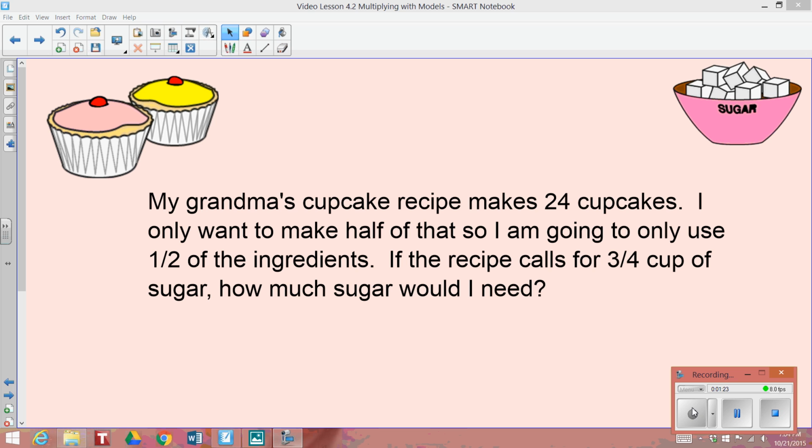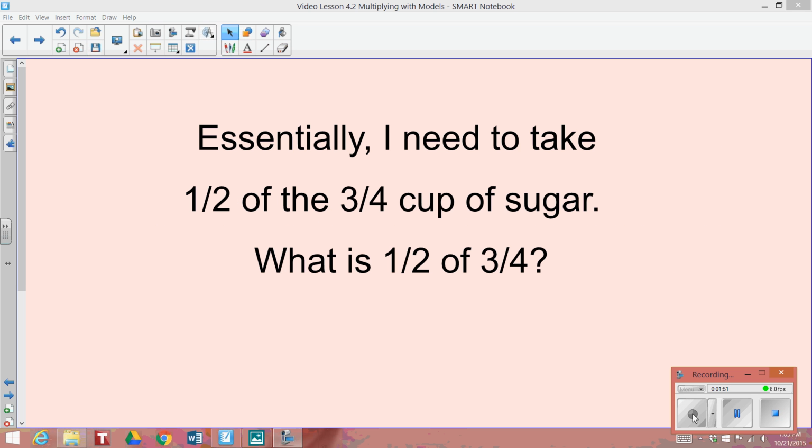But in order to cut a recipe in half, you have to cut every single one of the ingredients in half. And the ingredients aren't always whole numbers. It's not always going to be 1 cup of sugar or 3 eggs that we could easily do. This recipe calls for 3/4 cup of sugar. So I need to take half of 3/4. I wonder what I can do. What is 1/2 of 3/4?